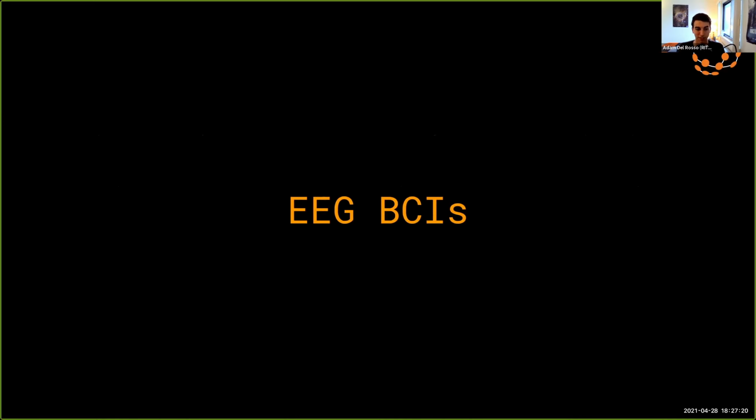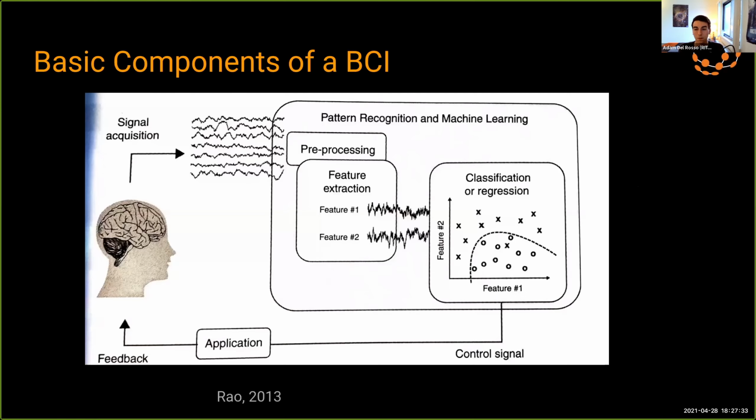All right, so now for the main event, jumping into EEG BCIs and how you create it and what kinds of EEG information we're looking for. So this is, again, from the Rao book, a representation of the components of a brain-computer interface system. So we have our signal acquisition phase. So this is our EEG differential amplifier board picking up data. And then we go through a process of pre-processing and feature extraction.